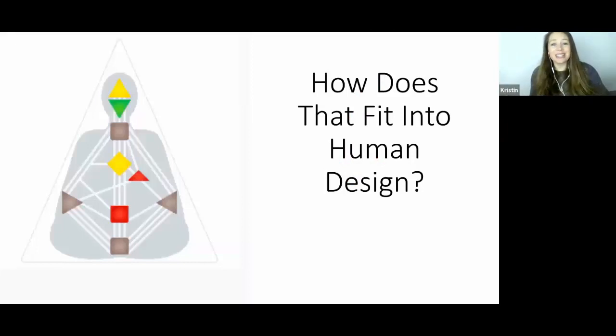So how does this fit into human design? Well, here's the fun part, okay? What I want to do right now is throw some stuff out at y'all, and then I'm going to talk about where I found that in the human design chart and how you can find it yourself.